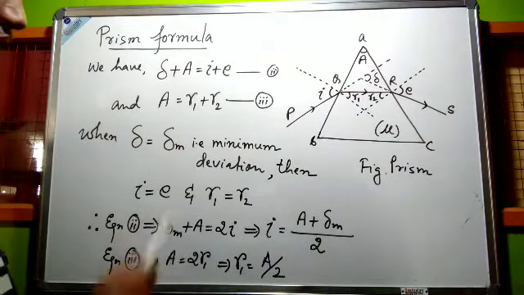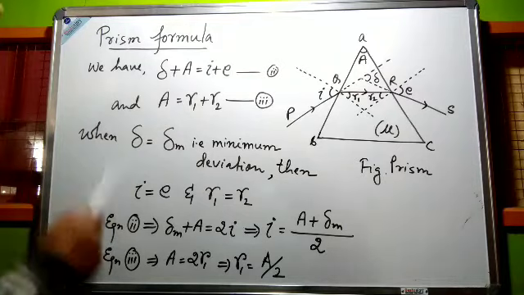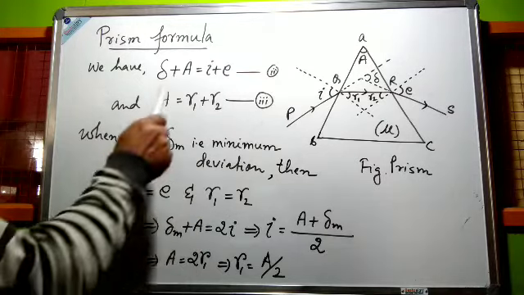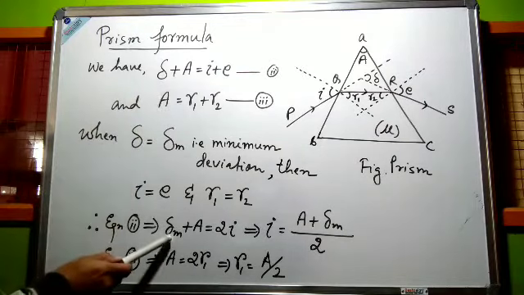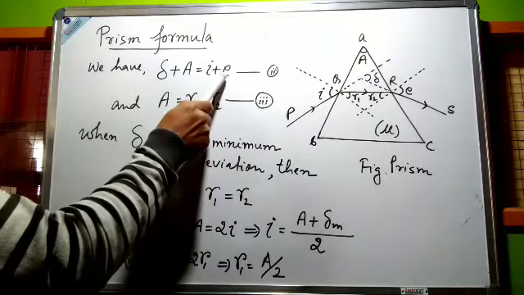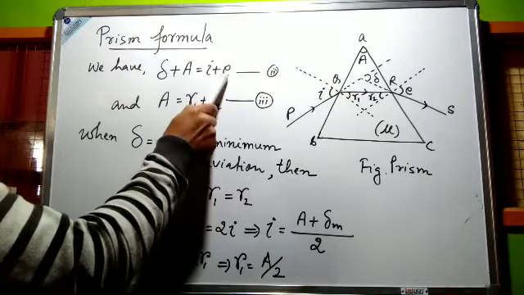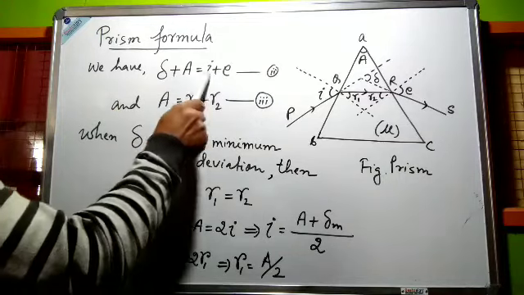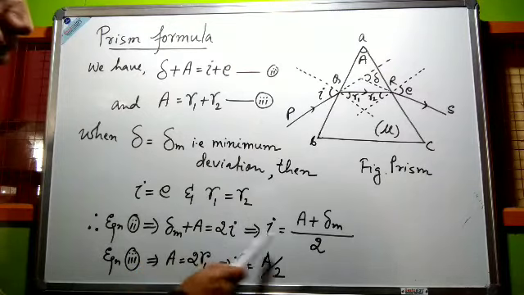So R1 equals R2, and I equals E, when the angle of deviation is at minimum deviation. Under that condition, in equation number 2, putting delta equal to delta m: delta m plus A equals I plus E, and since E equals I, that is 2I. So I equals A plus delta m divided by 2.